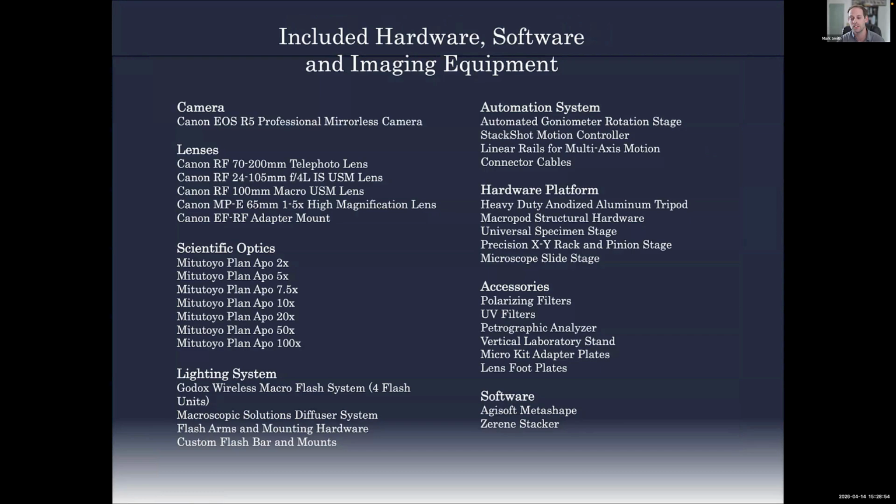But in that system, I just wanted to list a few of the main core components that are included. We include the Canon EOS R5, the Canon RF 70-200, 24-105, 100 millimeter, as well as several scientific optics ranging from 2x to 100x. Those are the Mitutoyo M-Plan APOs. Our lighting system is a wireless Godox flash system. We include 4 flash heads. 2 remain on a charger while the other 2 are in use.